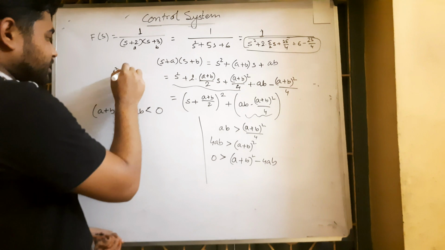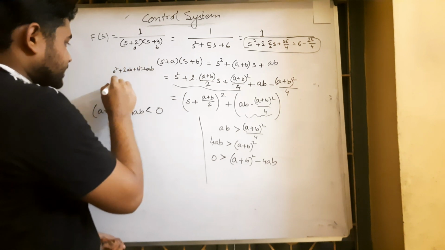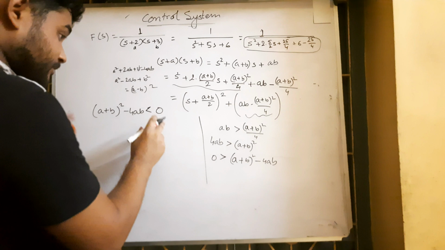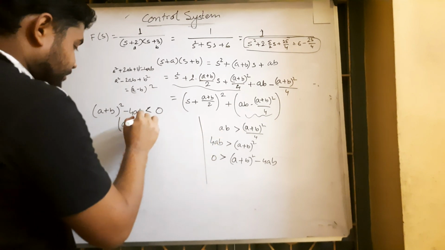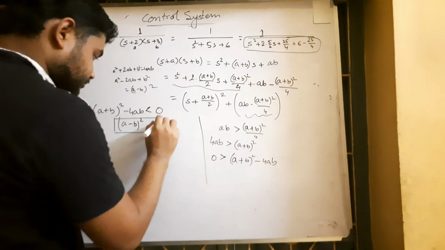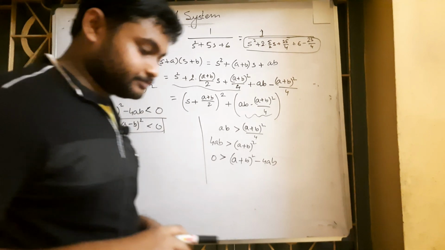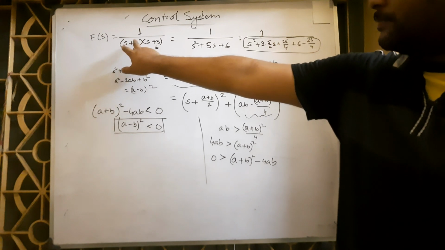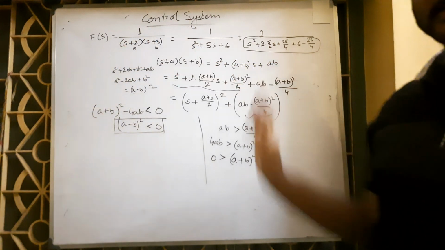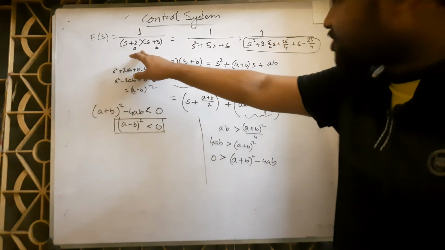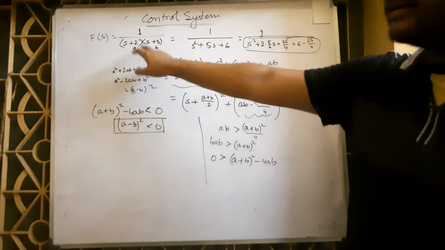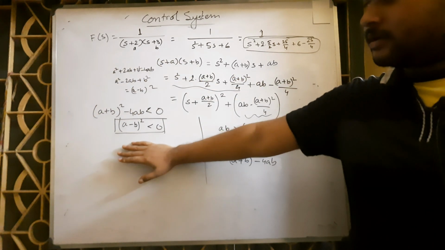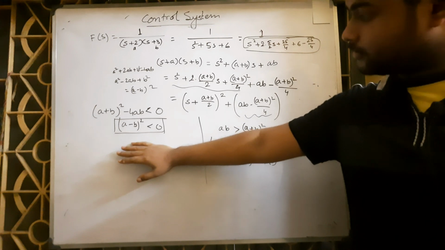A square plus 2AB plus b square minus 4AB is a square minus 2AB plus b square. So it is (a minus b) whole square. So from this conclusion I can write that (a minus b) whole square must be less than 0. So if the thing is given like this, a summation or product of some two different poles, then to make it a summation of two square terms, my condition is (a minus b) whole square must be less than 0.